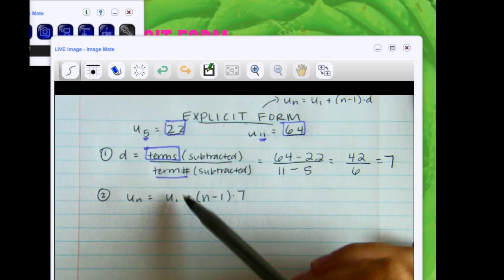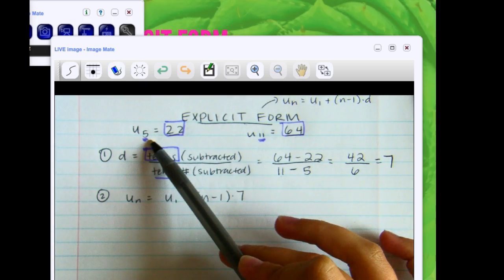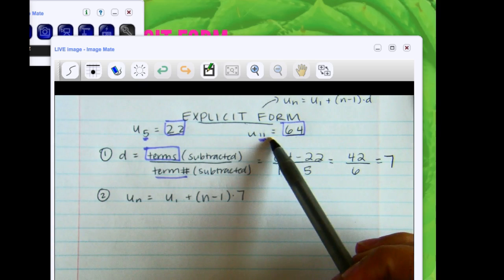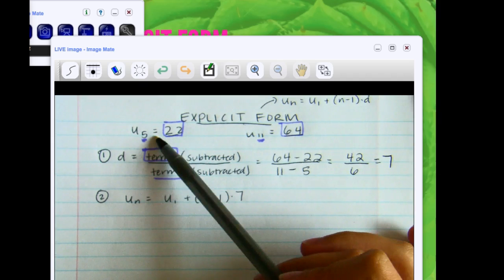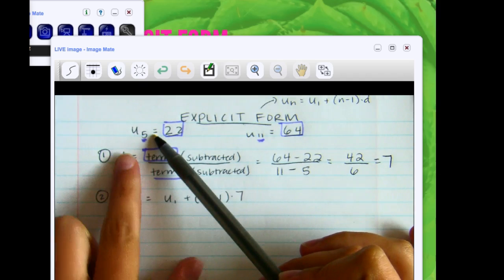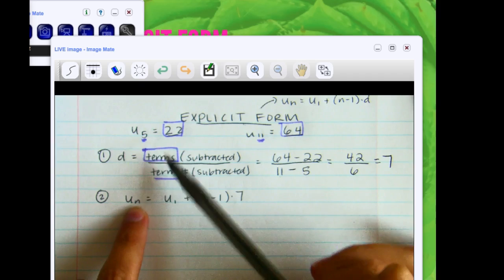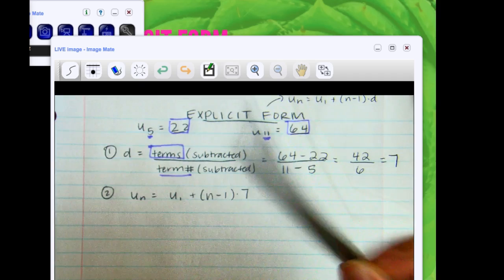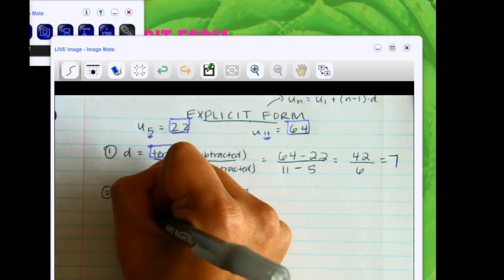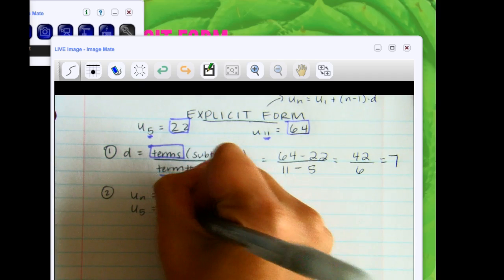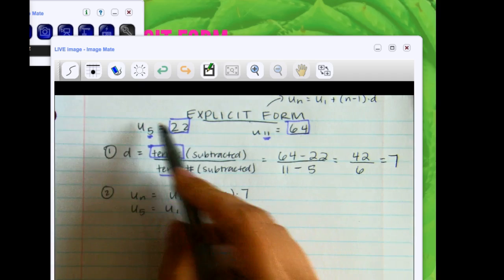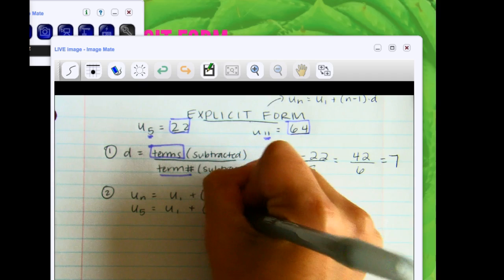Okay, if you wrote that you should substitute in one of these terms, you are correct. So I can pick either one. I'm going to pick the smaller one to deal with the smaller numbers. So I'm going to replace my n's with 5. So instead I'm going to have u sub 5 equals u sub 1 plus n becomes 5, 5 minus 1 times 7.